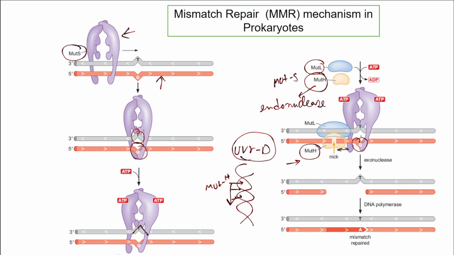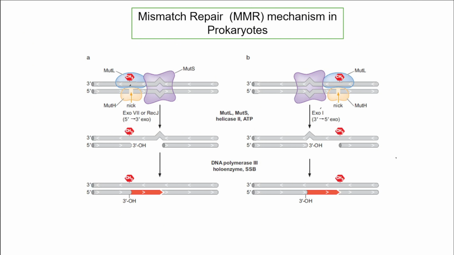Then exonuclease progressively digests the displaced single strand. But different exonucleases are used to remove the single-stranded DNA between the nick and the mismatch, depending on whether MutH cut the DNA on the 5' or the 3' side of the misincorporated nucleotide. If the DNA is clipped on the 5' side, this is the 5' side of the mismatch, then exonuclease VII or RecJ is used, which degrades DNA in the 5' to 3' direction.